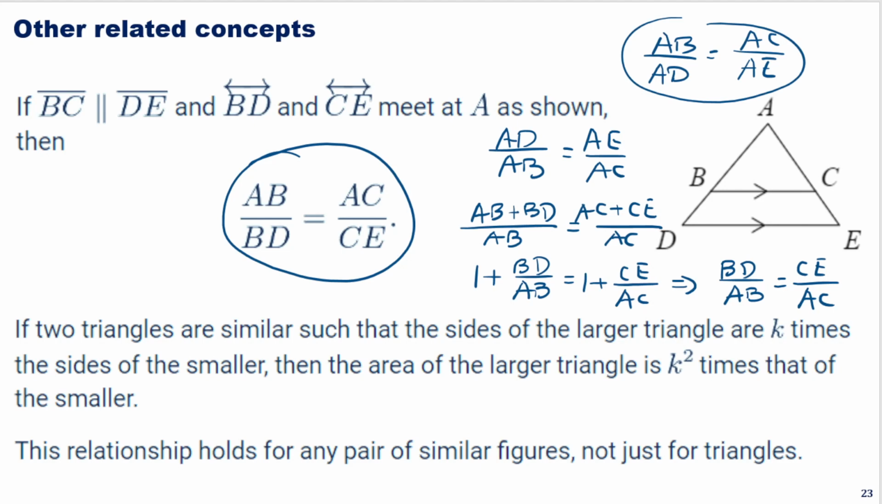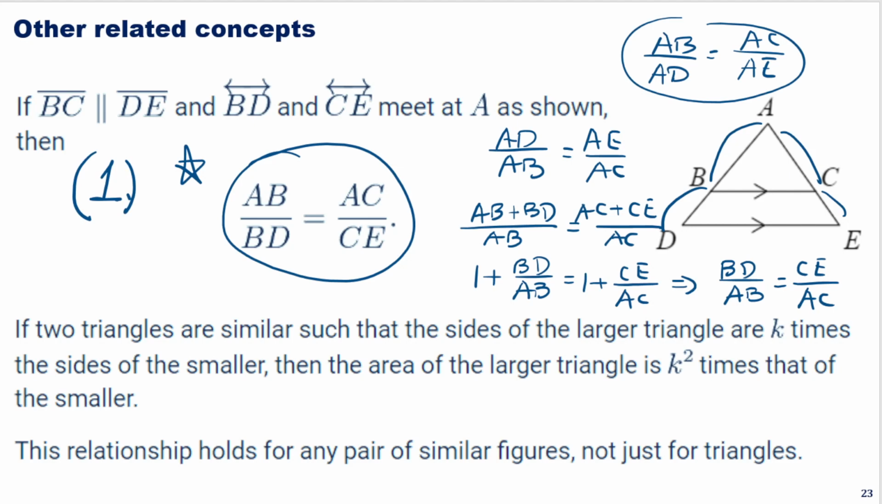Any questions? So that's the first one you should know. Not only the corresponding parts are proportional, you can also prove AB over BD equals AC over CE, right? That's the first one you should know.